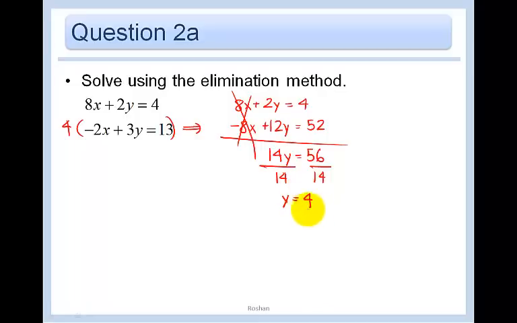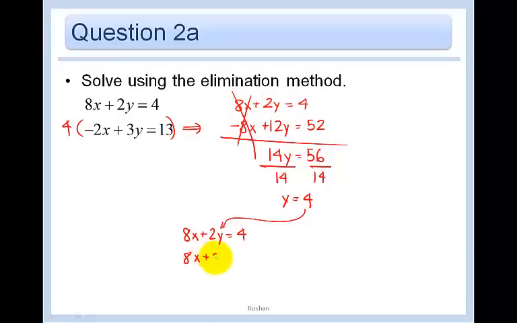So now we need to get what x equals. You can choose either equation in this case. The first one looks simpler to me, so I'm going to just choose it. So I have 8x plus 2y equals 4. Remember that y equals 4. Let's go ahead and put that 4 in for the y.